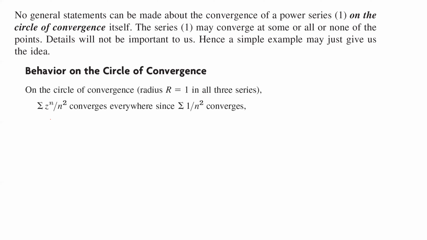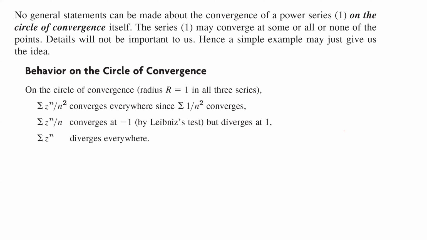And you see for the series Z to the n divided by n squared, it converges everywhere on the unit circle, because 1 over n squared is convergent, so this becomes convergent at any point on the unit circle. For this one, Z to the n over n, diverges at 1, converges at -1. When Z is equal to 1, it becomes the harmonic series, so it diverges. When Z equals -1, it becomes that series that I told you, alternatingly positive, negative, that converges.